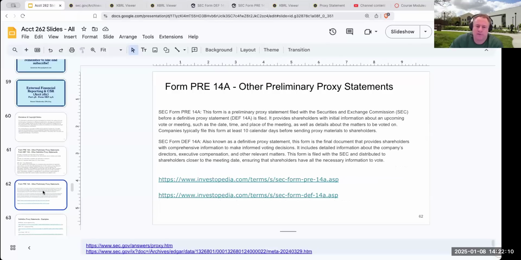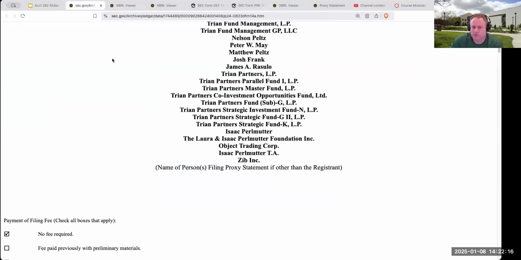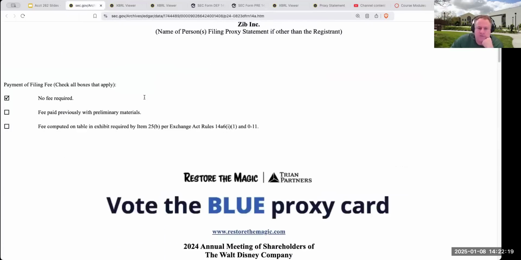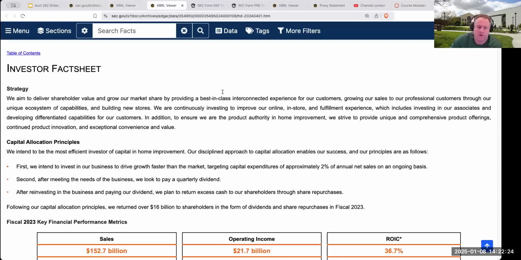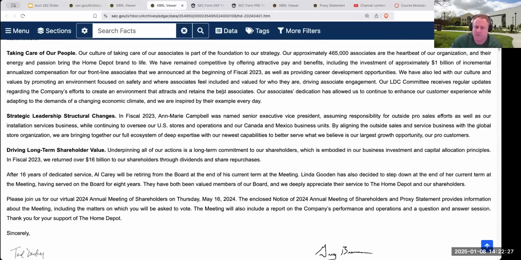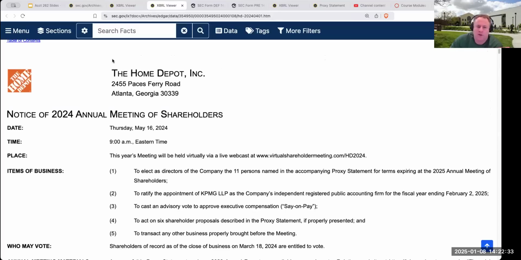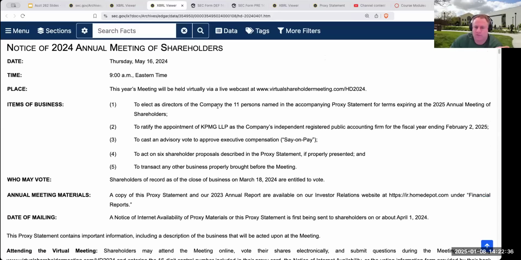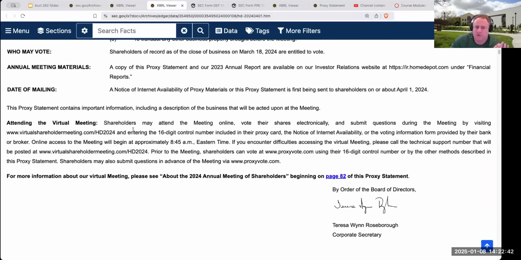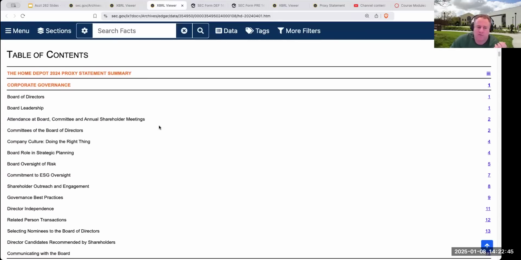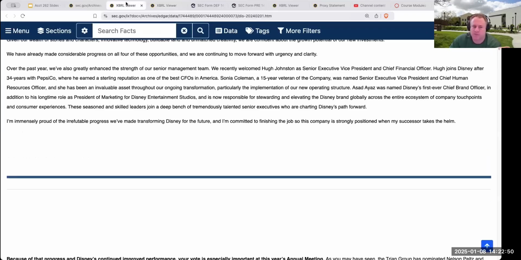Now, that was the preliminary, and now we get into some more interesting ones. This is actually a proxy statement for the Walt Disney Company. Again, you'll see different forms of these, but they're generally going to be coming in on the same part. Notice of annual meeting of shareholders to elect the 11 persons, ratify KPMG, attend the virtual meeting. And over here, you've got the table of contents. So you're going to see a lot of similarities between these proxy statements.